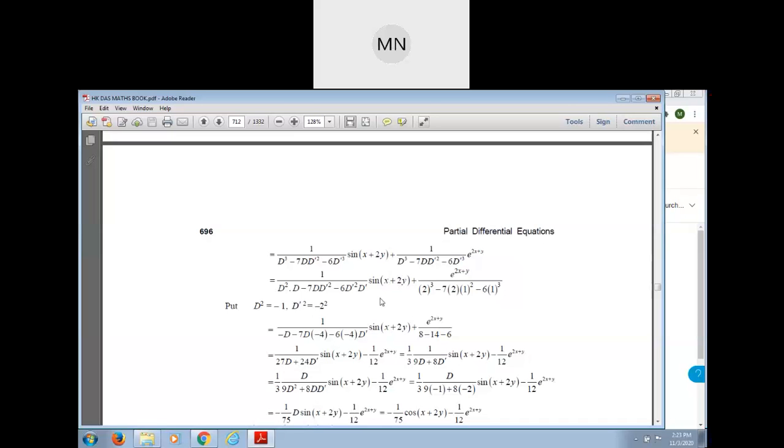Okay, so d square will be what? Minus a square, so it is minus 1. And d dash square is what? Minus b square. Here b is 2, so it is minus 2 square.